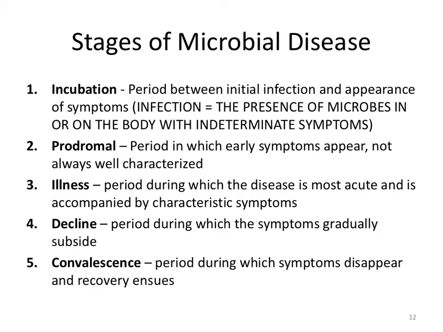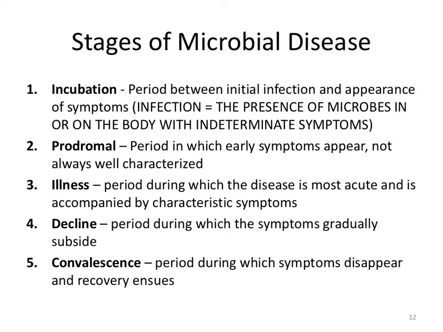The five classical stages are incubation, the prodromal period, illness, decline, and convalescence. Incubation is the period between initial infection, when you first catch the pathogen or when the level of the pathogen first rises inappropriately on or within your body, and appearance of symptoms. Remember that infection can be described as the presence of microbes in or on the body with indeterminate symptoms.